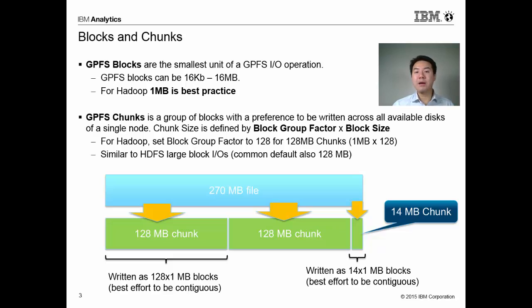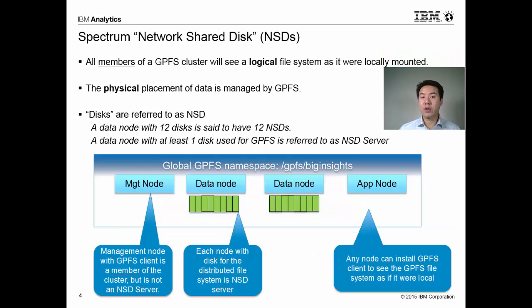We're going to take the 1 megabyte best practice for GPFS block size, and we're going to define the block group factor to be 128, and that will give us our 128 megabyte chunk size. Now, when we encounter a large file, like in this example, where it's 270 megabytes, that file will then be broken up into two 128 megabyte chunks, and any remainder will be only as required to allocate the remaining 14 megabyte chunk.